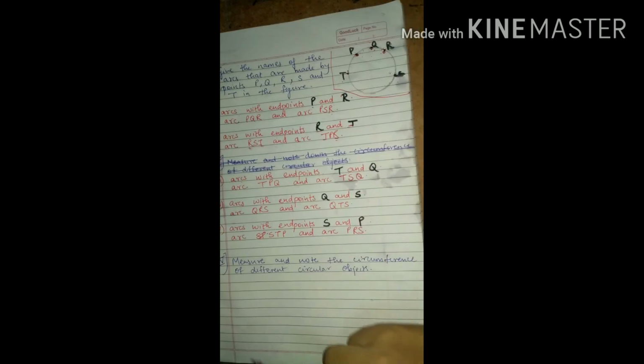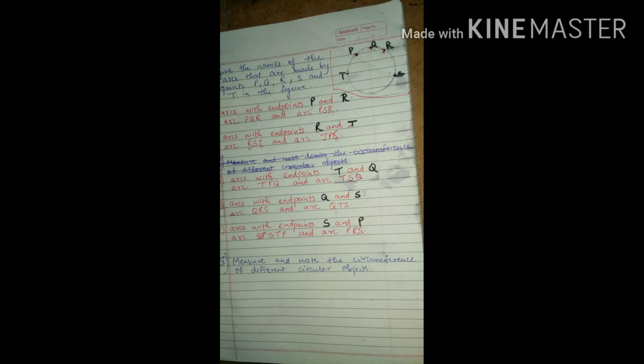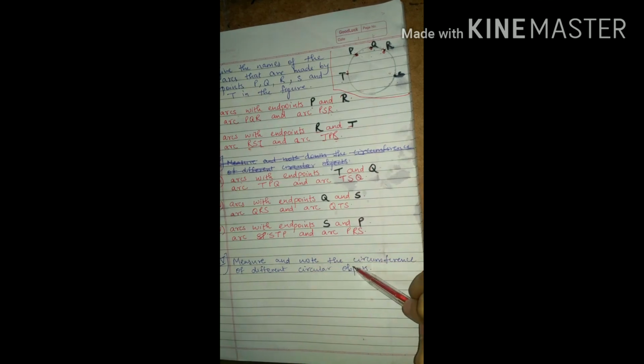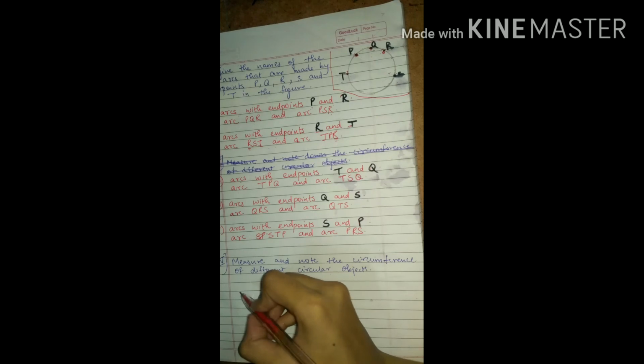Okay. Now see, the last question is: measure and write the circumference of different circular objects. For example, I have taken one bangle and I have measured the circumference of that bangle. I have shown you this bangle measures to be 27 centimeters.